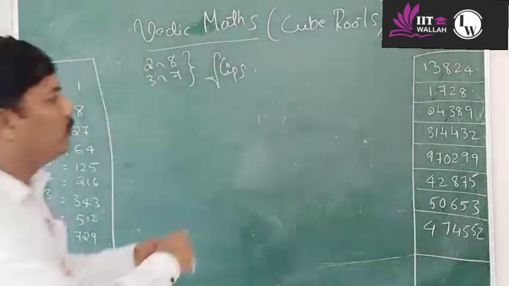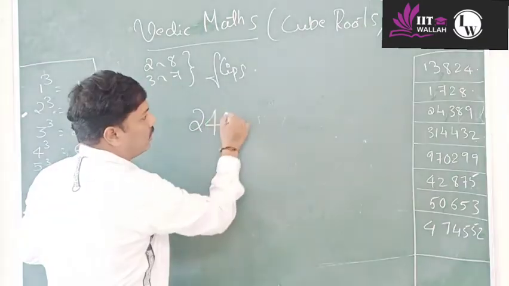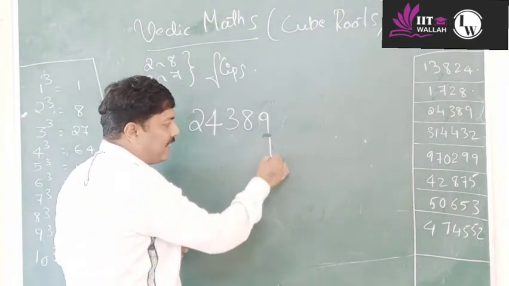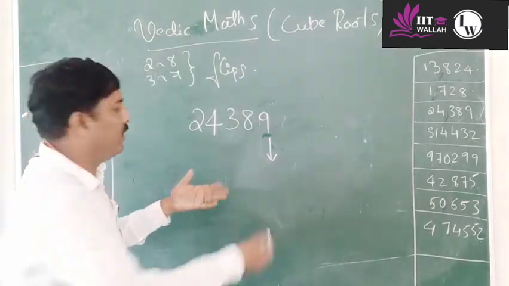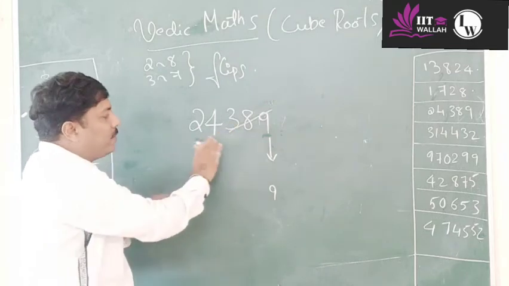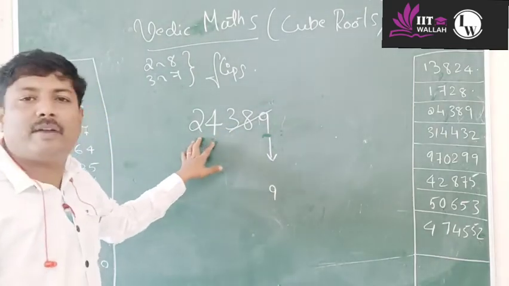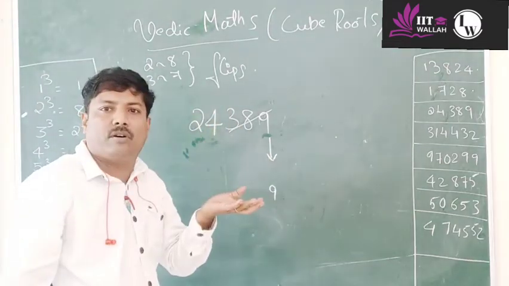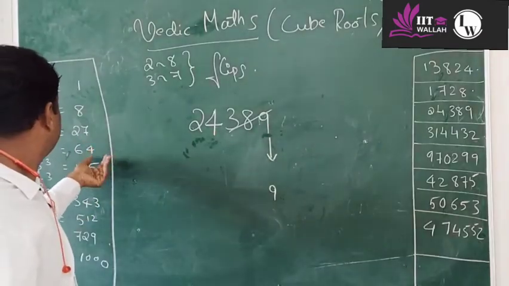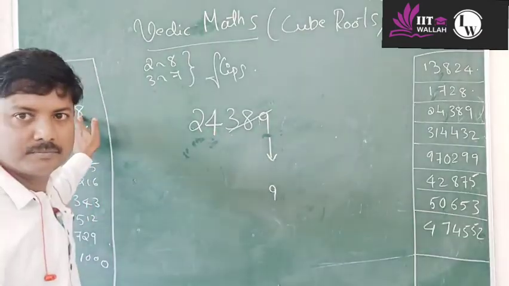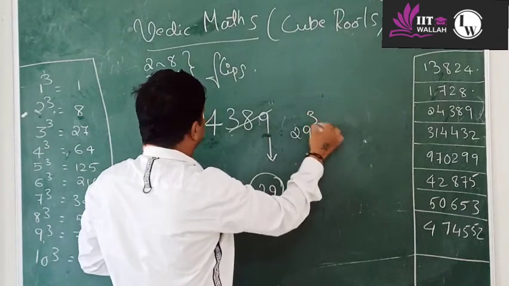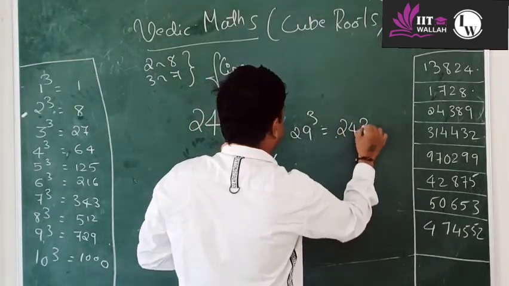Now we need to find the cube root of this number, 24389. This number ends with 9, so there is no difference. If it ends with 9, its cube root also ends with 9. Then cut the first 3 digits. Which number remains? 24. Now think about the nearest perfect cube below 24. Below 24 it is 8, and the cube root of 8 is 2. So 29 cube is 24389.